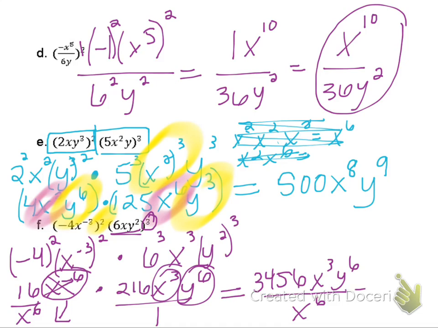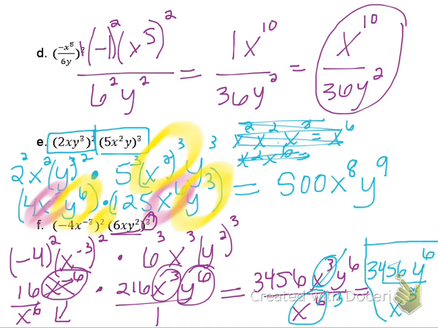So now I just need to cancel out my x's. So I have 3 on the top and 6 on the bottom, so these 3 would cancel 3 of these and make this x cubed on the bottom. So I'd have x cubed on the bottom, and I have 3,456 y to the 6th power on the top as my simplified answer. And that's it.